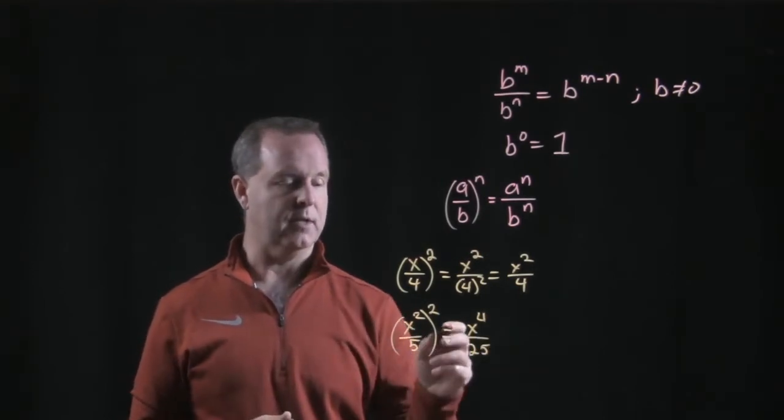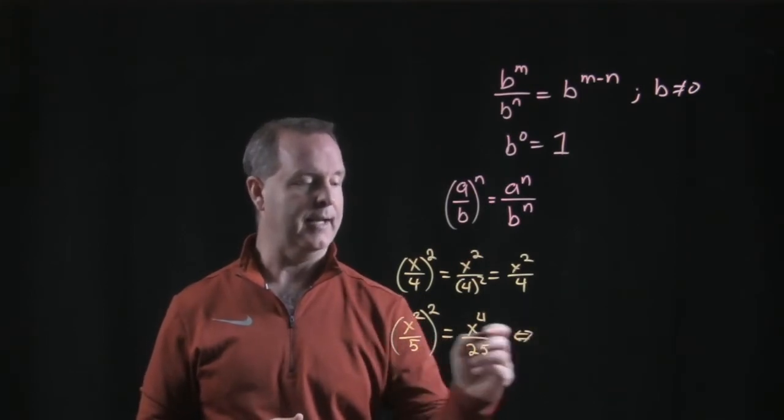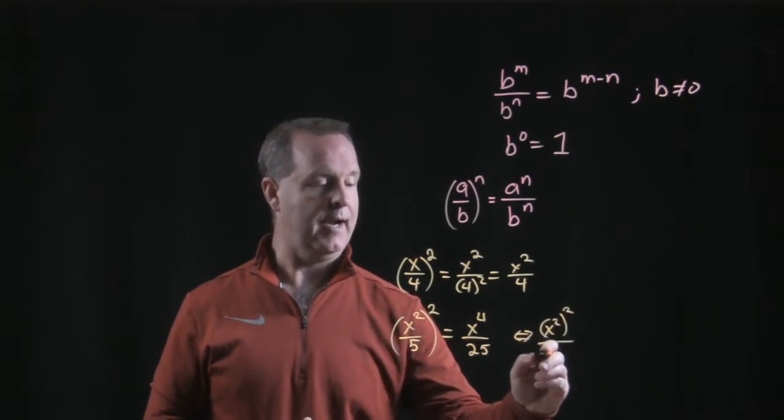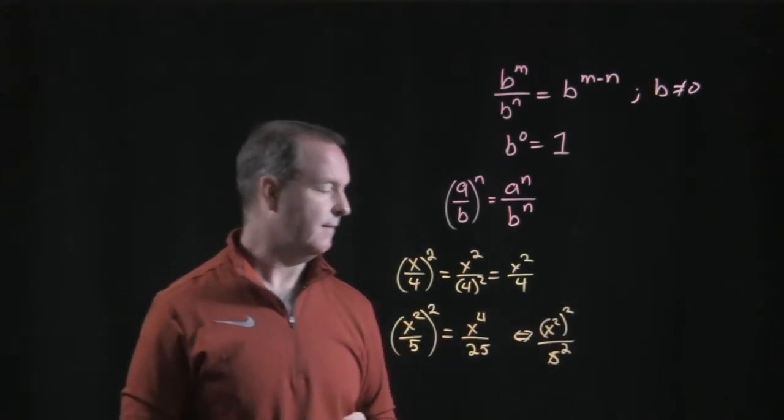Maybe I skipped a step there, so let me back up and give an extra step in there. So let's just do a stop, rewind, play. That was x squared to the squared all over 5 squared. And that reverses back there, x to the 4th over 25.